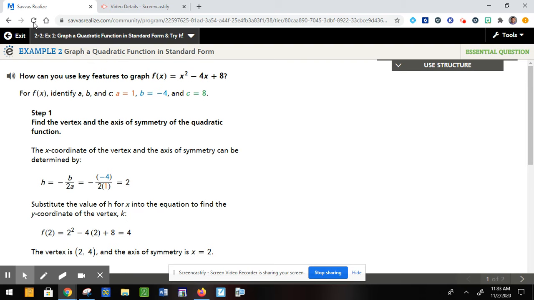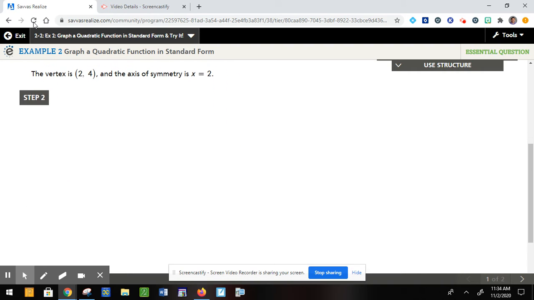But the first part is what we did in the last one, which is find the vertex. So we're using the formula H is equal to the opposite of B over 2A. In this case, you're going to end up with 2. Evaluate for 2, and you get the y-coordinate is 4. So the vertex is at 2, 4. The axis of symmetry is the vertical line that goes through that point, so x equals 2 in this case.